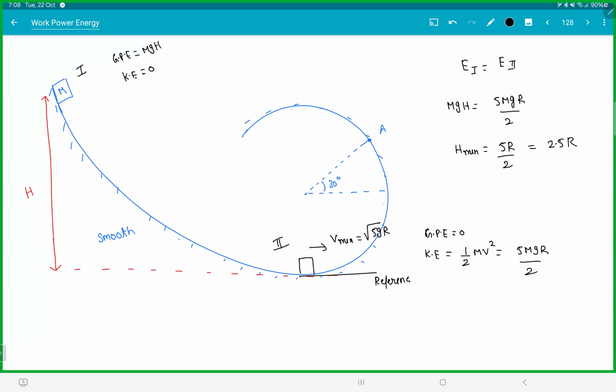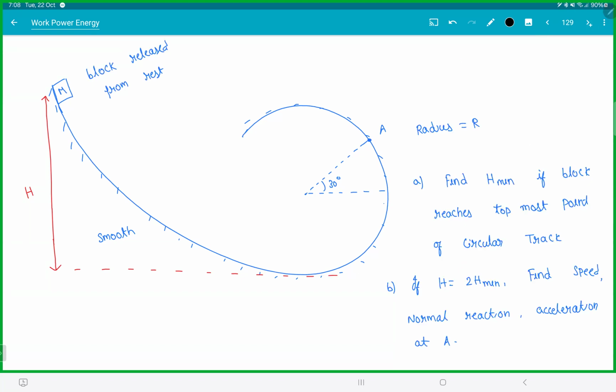So this is your h minimum, 2.5r. I hope everyone got that. Now in the second question, you're saying it is double of this. That means you're giving 5r. So in the B question, this was 5r. Find the speed, acceleration, normal reaction at point A. Try. 2 minutes.